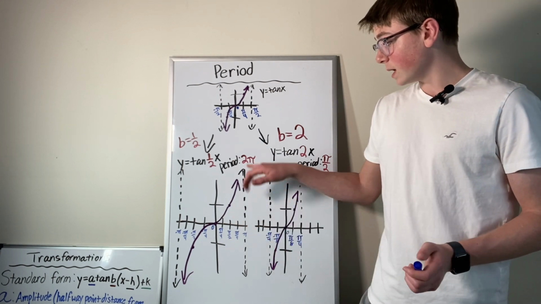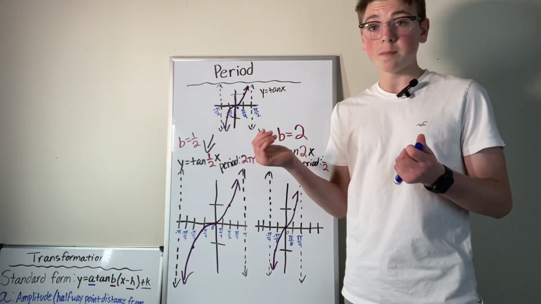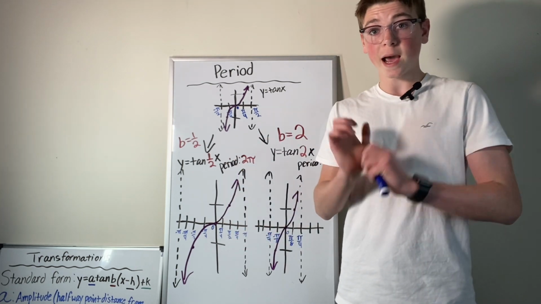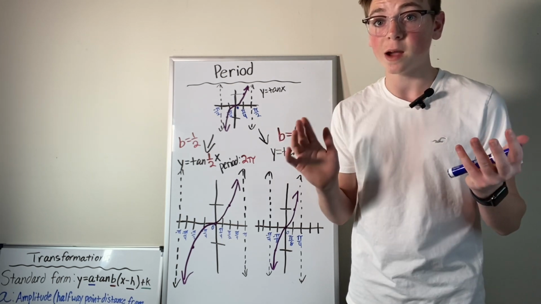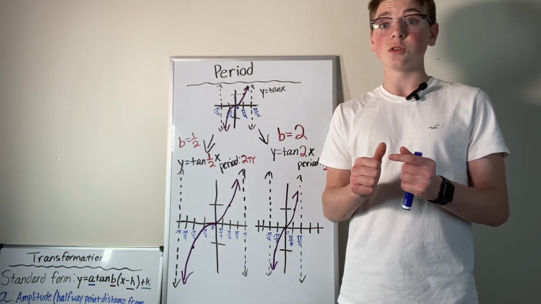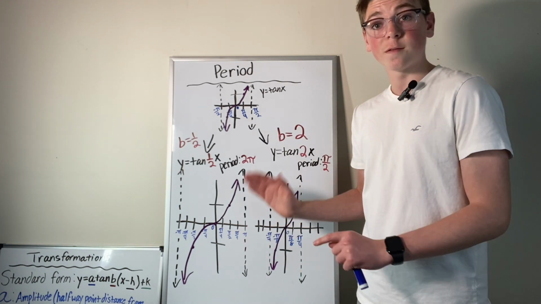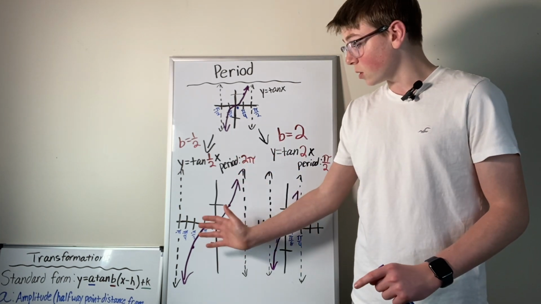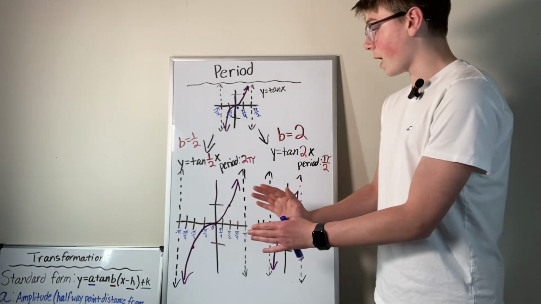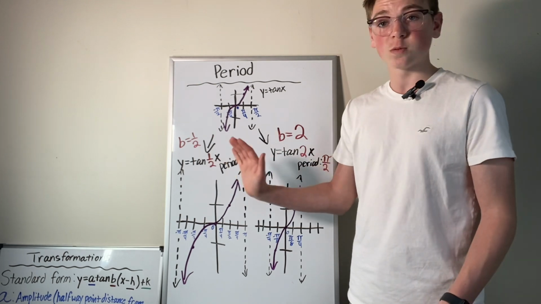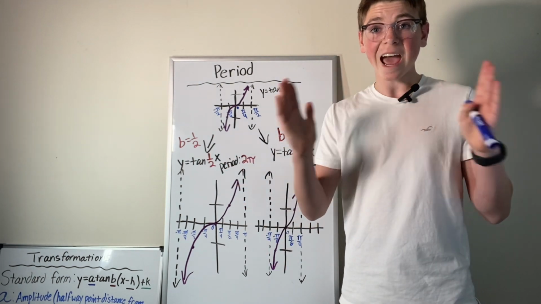Now at pi is the vertical asymptote. So at pi, if we plugged in pi to this equation, tangent 1/2 of pi is tangent pi over 2. Well, what's normally tangent pi over 2? Tangent pi over 2 is normally a vertical asymptote. So in this equation, at pi, we have a vertical asymptote. And it goes the same for negative pi over 2 and negative pi.